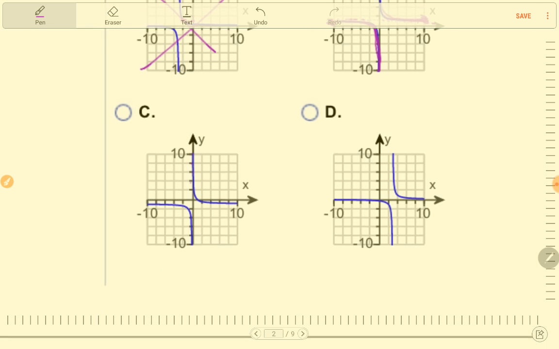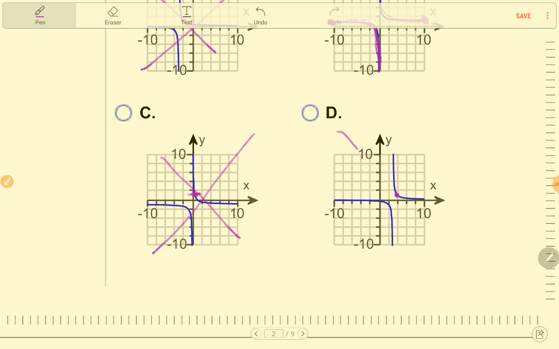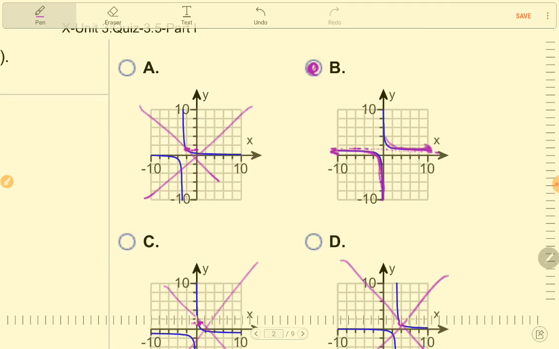So I've chosen that. C would not be the right answer. You can see right here, there would be a point with a y value of 1. Also right about here, there would be a point with y equals 1. So those can't be it either. So B would be the best option there.